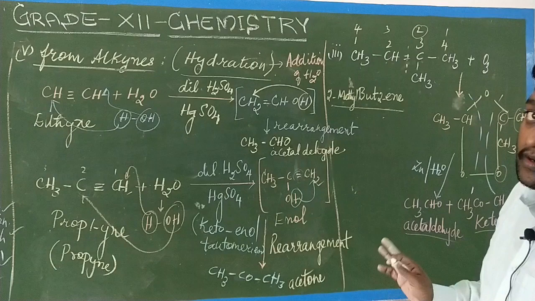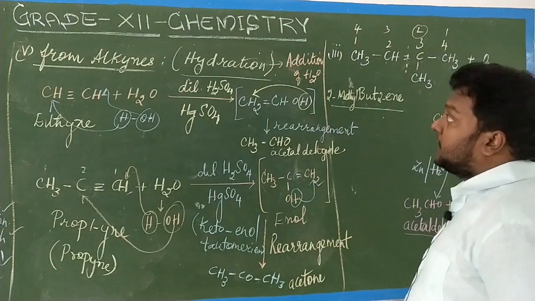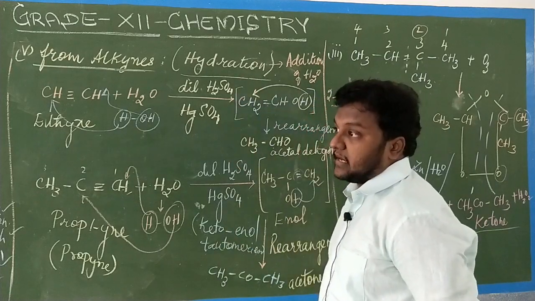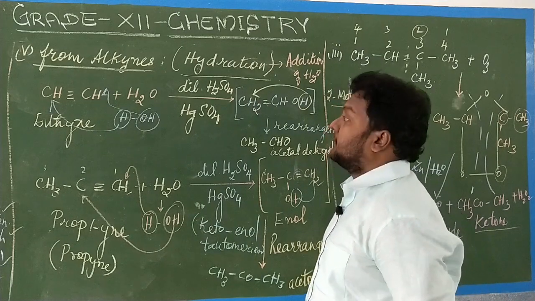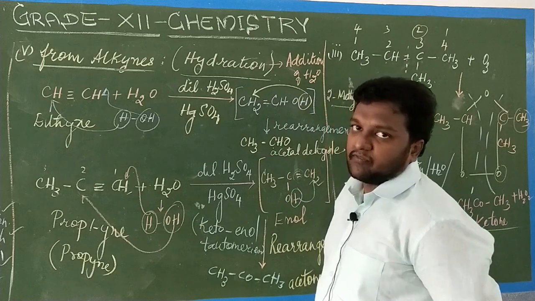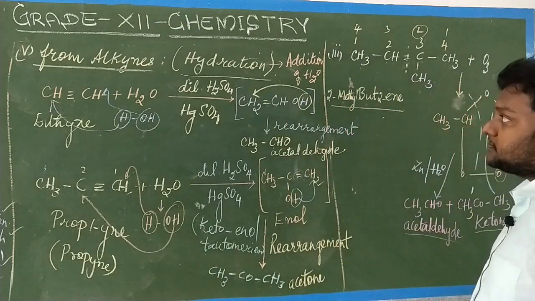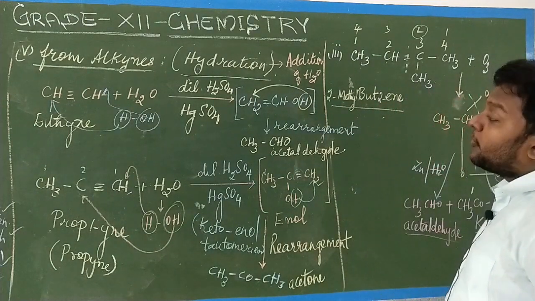So take down in your classwork notebook, very very important. All these reactions are very very important. In the exam they will ask you to write the hydrating mixture. What is the hydrating mixture? Which mixture is widely used in the hydration of unsaturated hydrocarbon? The hydrating mixture of dilute sulfuric acid and mercuric sulfate is widely used. That is also very very important. Now I hope you can understand this.